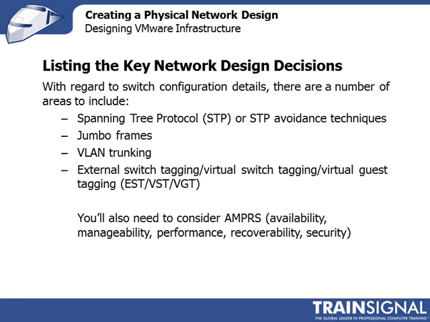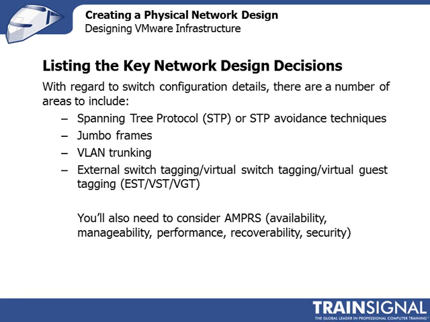Jumbo frames is another design decision you'll need to consider. Jumbo frames are often used to help reduce the amount of overhead in the network by allowing the network to transmit larger frames, up to 9,000 bytes versus the standard 1,500. So if you are going to use jumbo frames, be sure to specify that information and be sure that you have specified the use of jumbo frames at all appropriate levels.